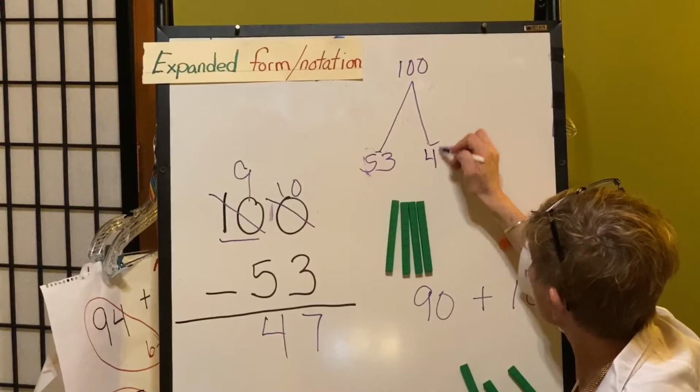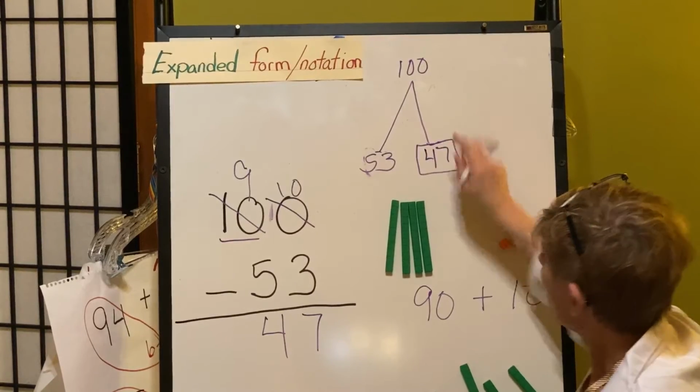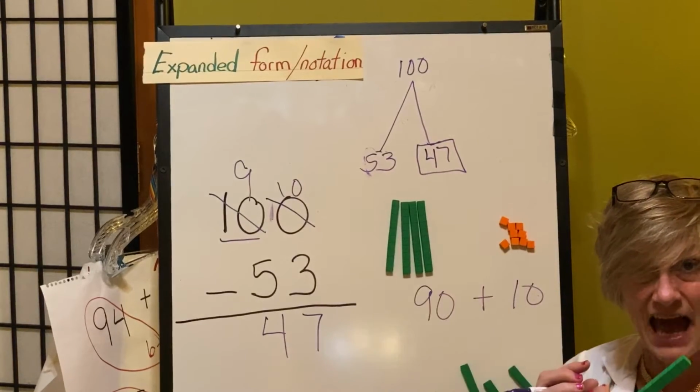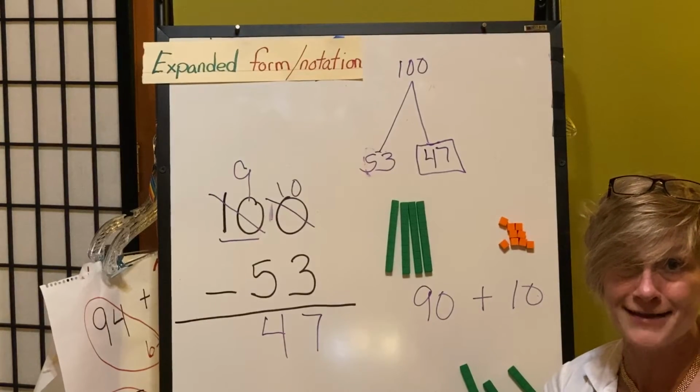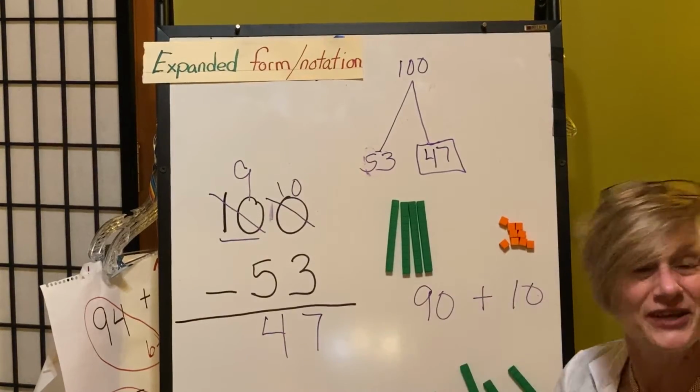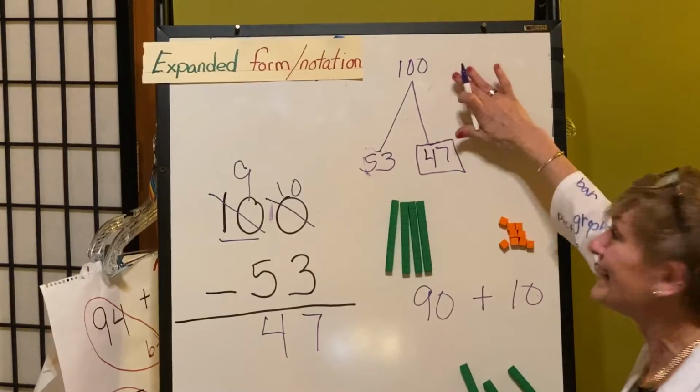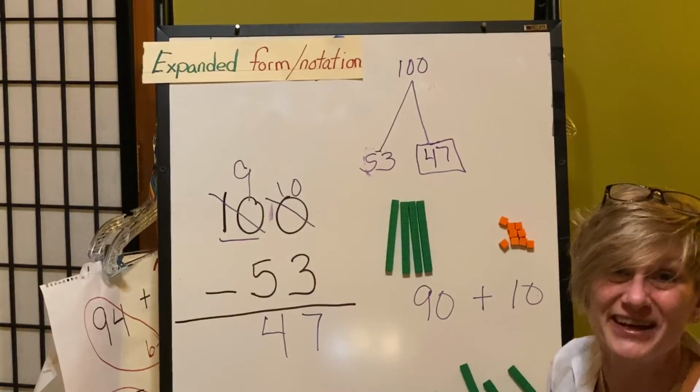If I put 47 and that 53 back together, what am I going to get? I know, you are a math monster. Yeah, I'm going to get the total 100.